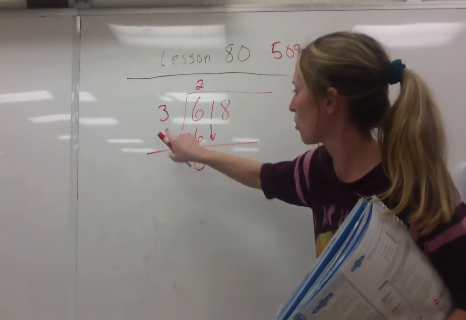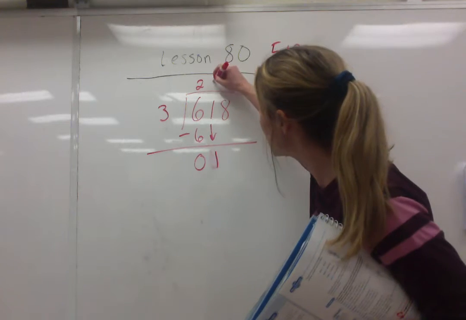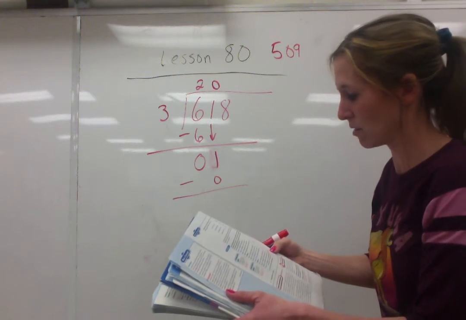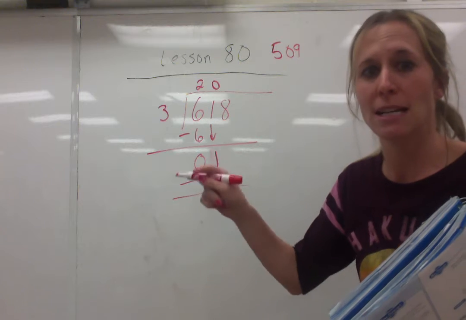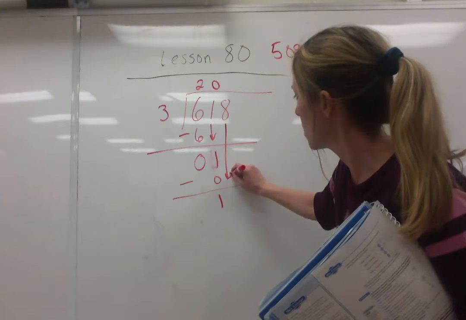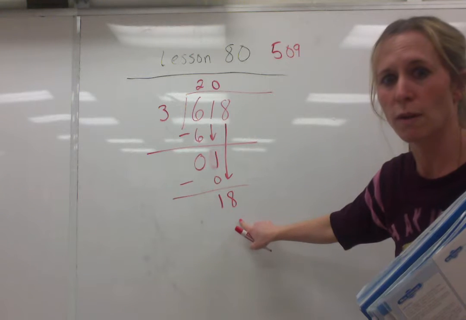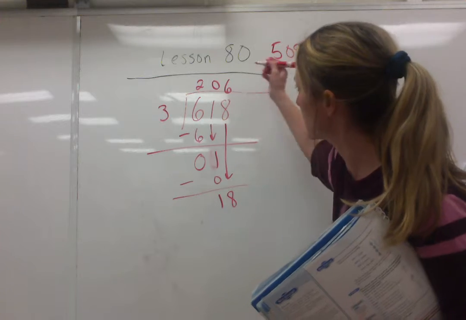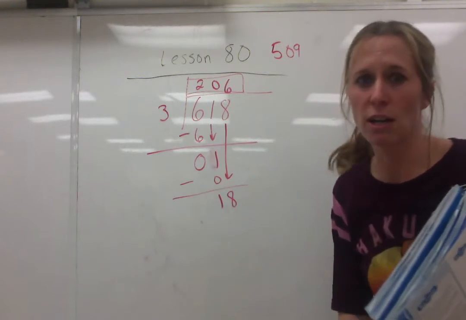How many times can 3 hop inside 1? You're right, it can't. 0 times. And now you subtract that 0. Divide, multiply, subtract. Yes. Bring it down. How many times can 3 go into 18? Correct. 3 times 6 is 18. And then we neatly box our answer.